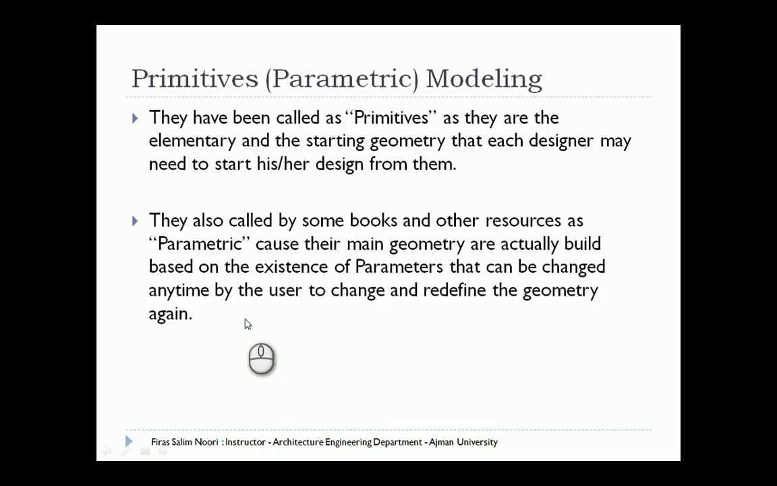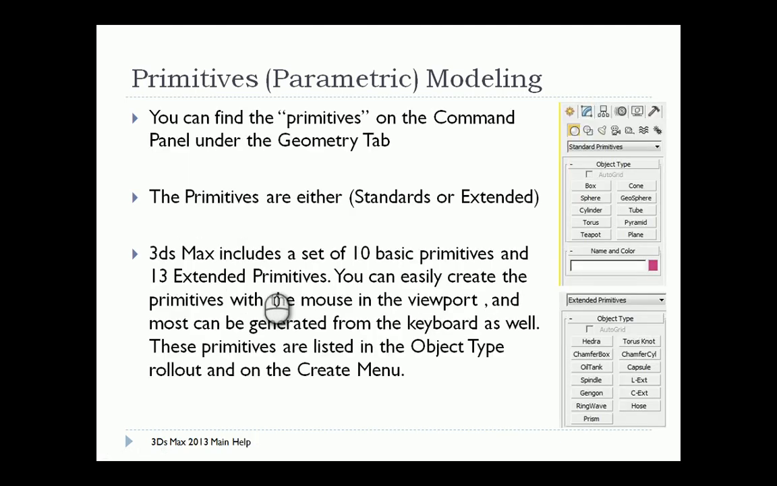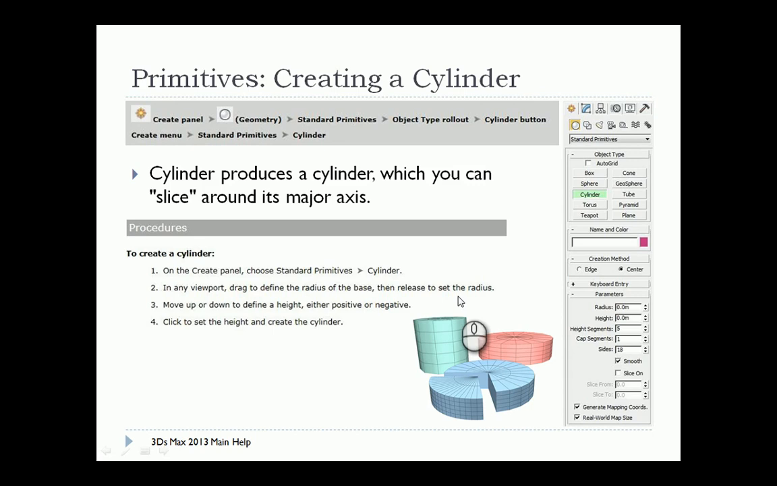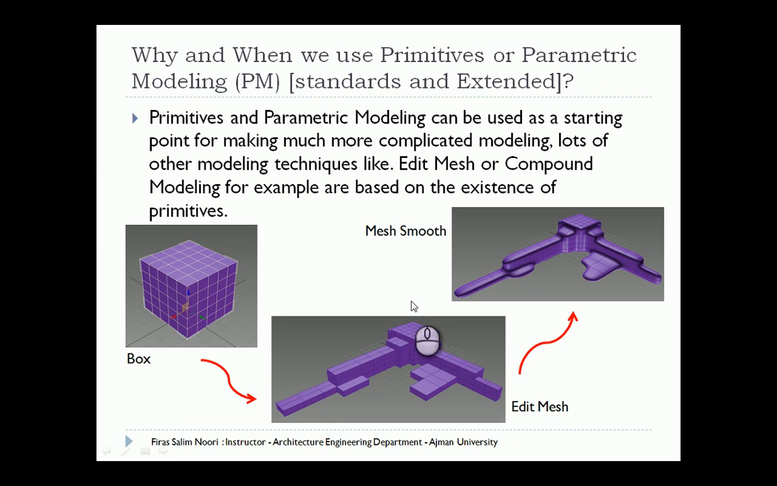So again, why we call them primitives and parametric, we already spoke about that, and how to create a box and the possibilities the box can have. Same thing with the cylinder and the slice option, which, as you can see, could be interesting for us. And a question popped up: why and when do we use primitive or parametric modeling? It can be used as a starting point, of course, for much more complicated modeling. Most of them can, as we saw in the last lecture, be started from a box and then go all the way to making much more complicated geometries out of that.